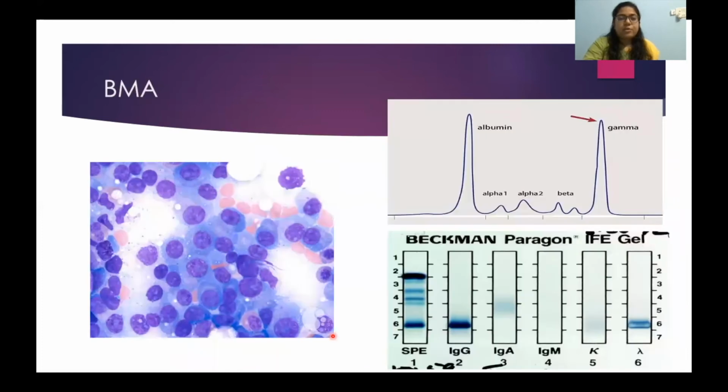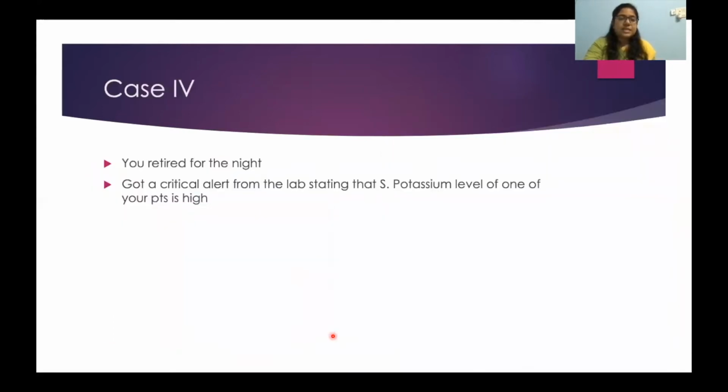Now treatment, I won't delve into the treatment part per se. You know it far better than me. So treatment of multiple myeloma, you will have to give chemotherapy in combination. You can give melphalan and various other drugs that you are all aware of better than me. So let's move on to the next case.